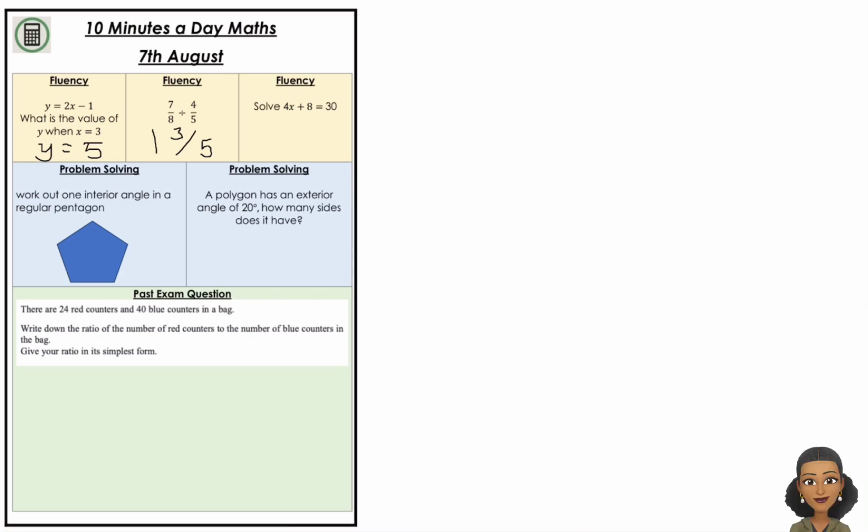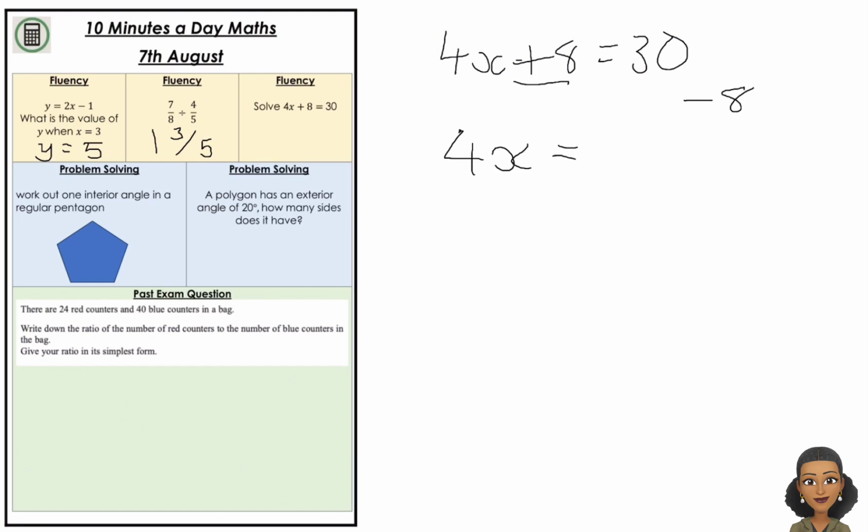Right, the next question we have is solve 4x plus 8 equals 30. Now, this question is an equation, okay? So what we're going to do here is we're going to work our way back and we're going to use the inverse each time. So we can see here we've got 4x plus 8. Now, I need to get the 4x on its own, which means where I've got this plus 8, I'm going to minus 8, okay? So this will mean I've got 4x equals 30 minus 8, which is 22.